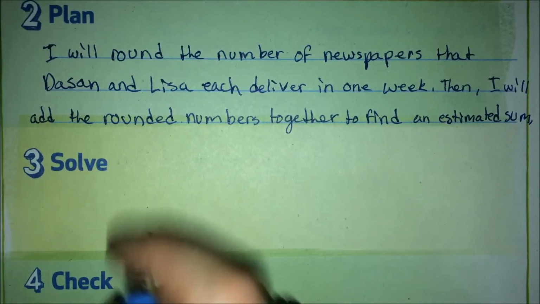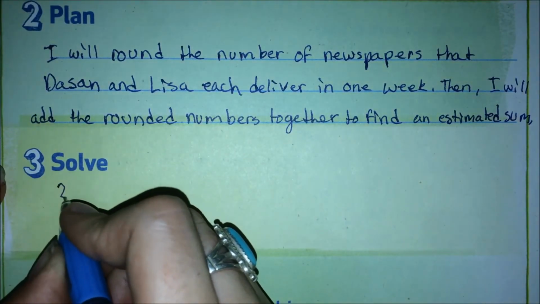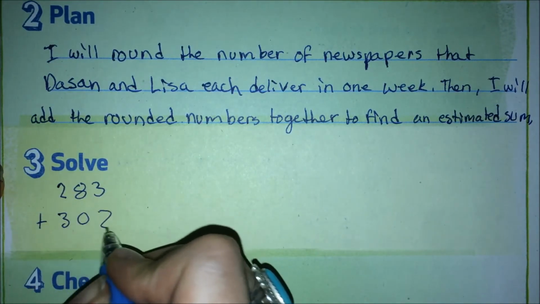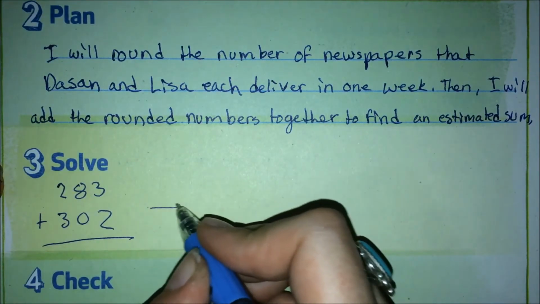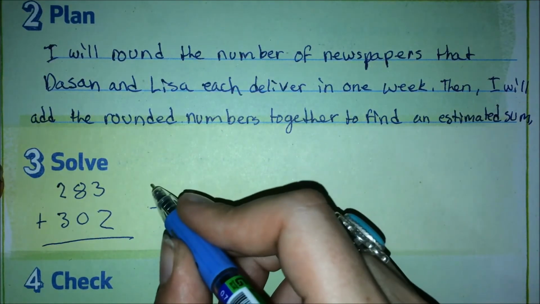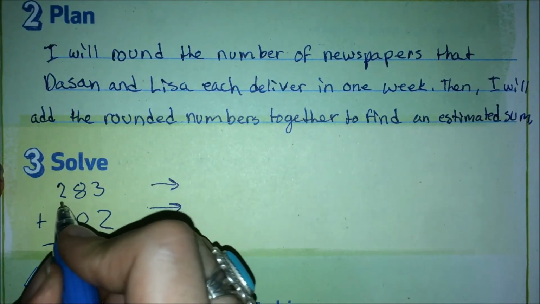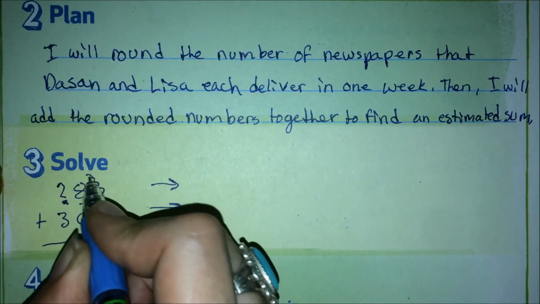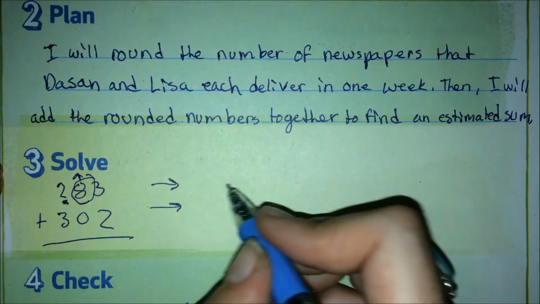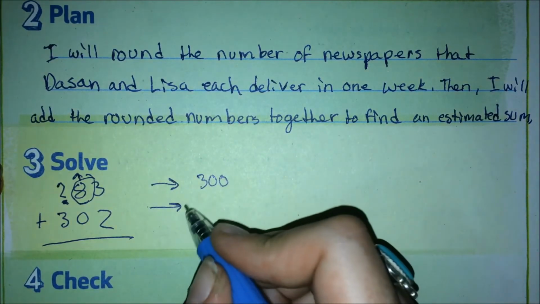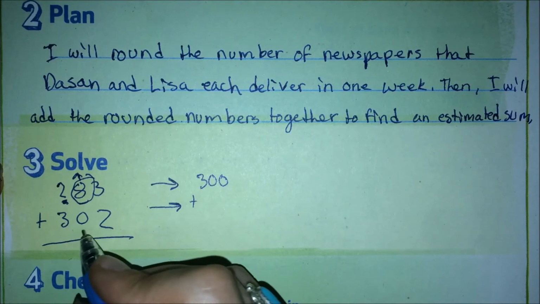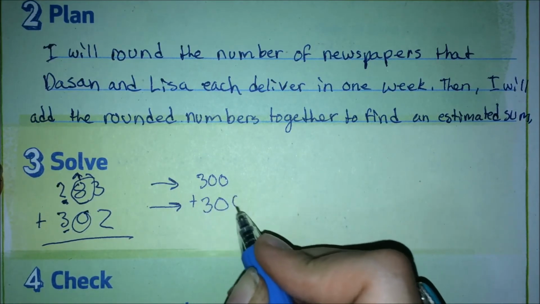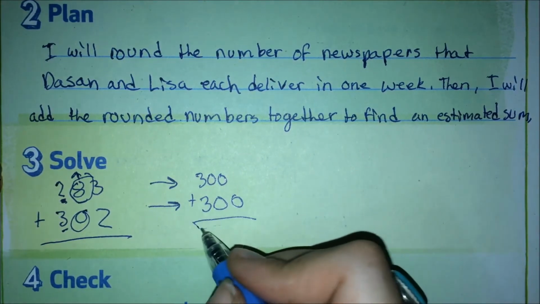Okay, here's how we're going to solve it. So we have 283 plus 302. But we're going to round each one. Okay, so 283, we're going to round it to the hundredths place. Actually, okay, this is push it up. So this is going to be 300 plus, and we're going to sink low, which is 600.